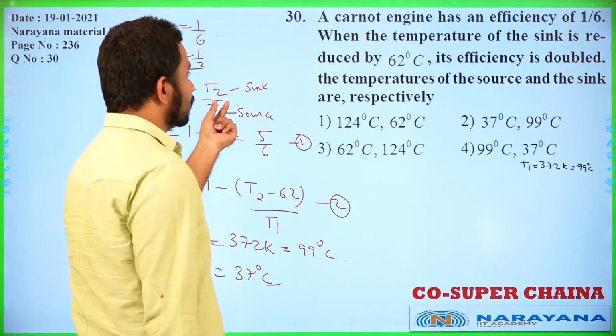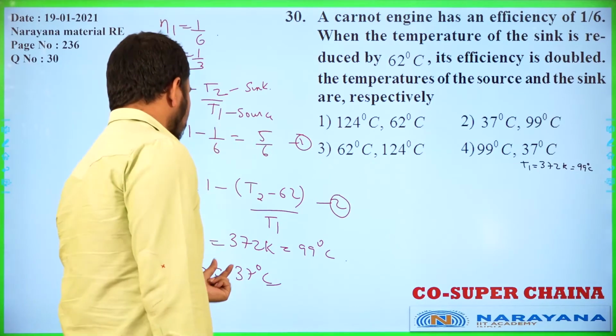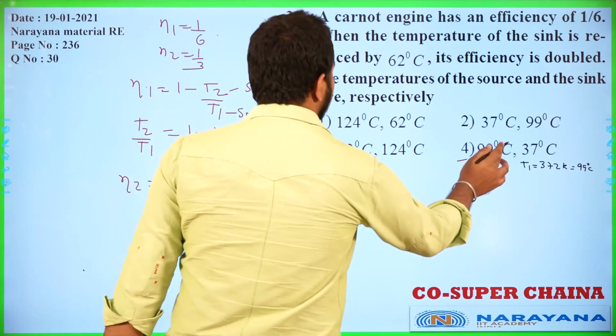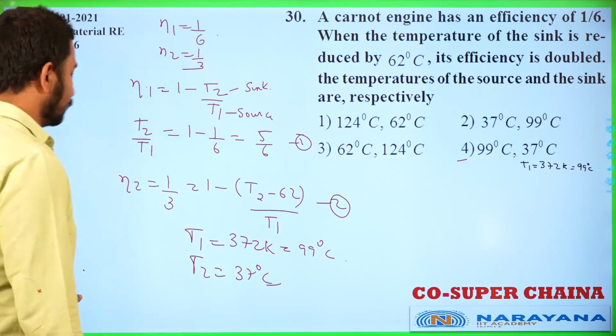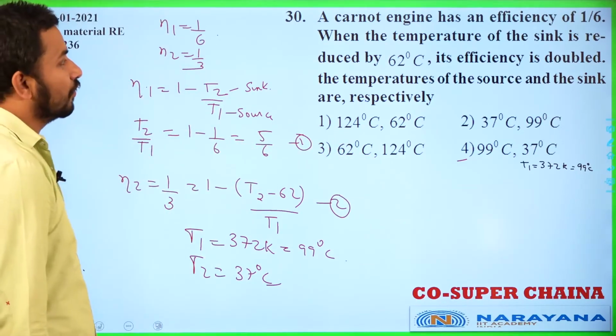Respectively you can mark the answers for the temperature of the source and sink. They are asking you first for the source, that is T1. So T1 is 99 and 37, that is the answer. Okay, so let's proceed to the next one now.